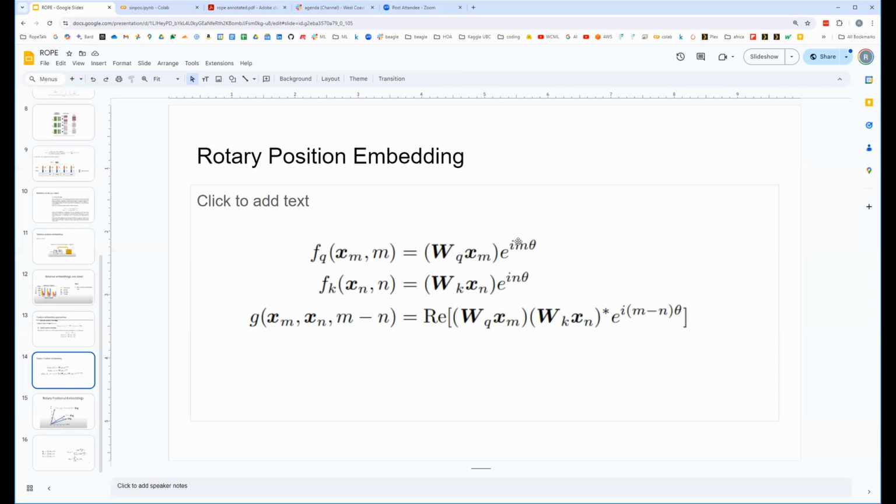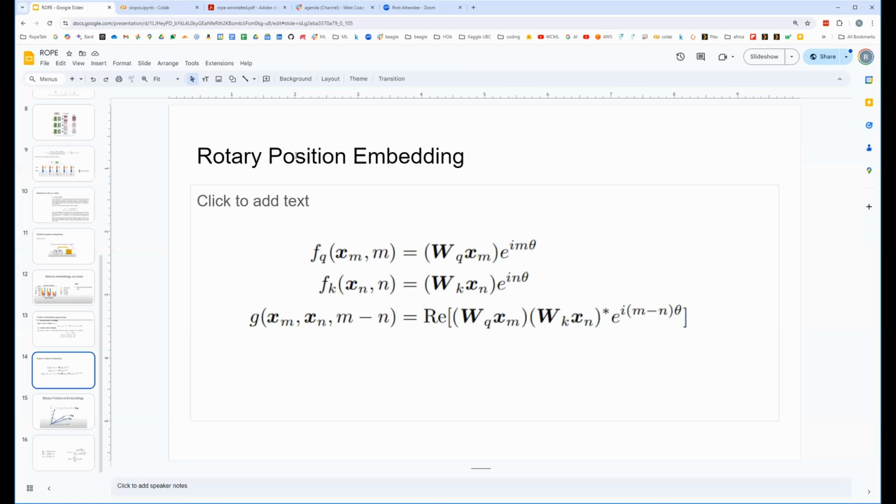One of the key things is that you add absolute positioning with your rotation as you define the tokens, but the similarity by default is a function of the relative position of the two.